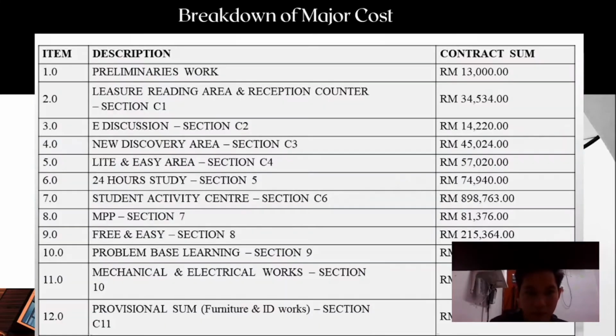Okay, this is the breakdown of our major costs. I will just read through it real fast because I don't want to take a long time explaining this. For the first one, preliminary work, the contract sum is 13,000. Leisure, reading area, and discussion all have their own contract sum. As you can see in the table, they are all sums of every section of this area. So if you want to read through, you can pause the video.